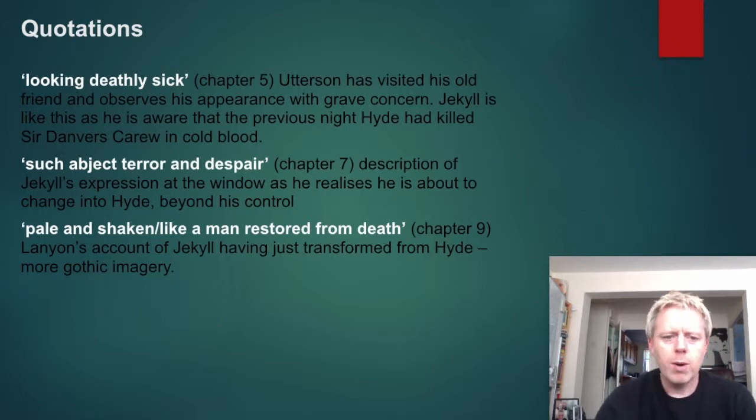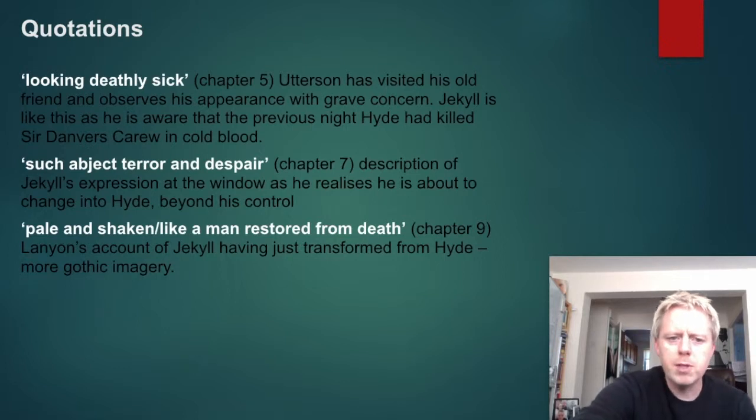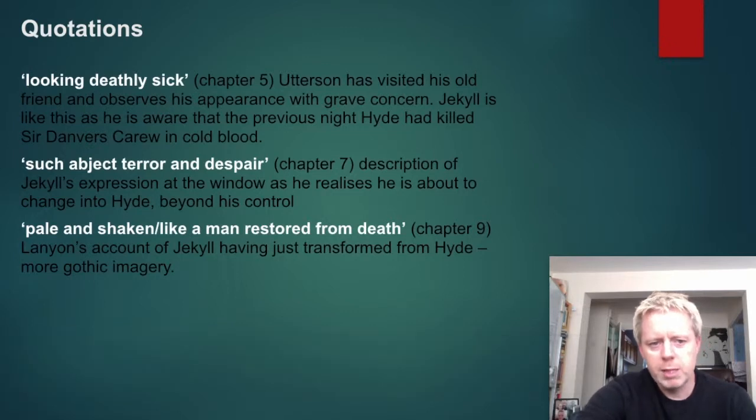Continuing with the quotations, Utterson has visited his old friend and observes his appearance with grave concern. Jekyll is like this, as he is aware that the previous night Hyde had killed Sir Danvers Carew in cold blood, bludgeoned him with ape-like fury, if you can remember. And Jekyll is not 100% evil. Hyde is. So the good part of Jekyll is what lies behind the fact that he's now looking deathly sick.